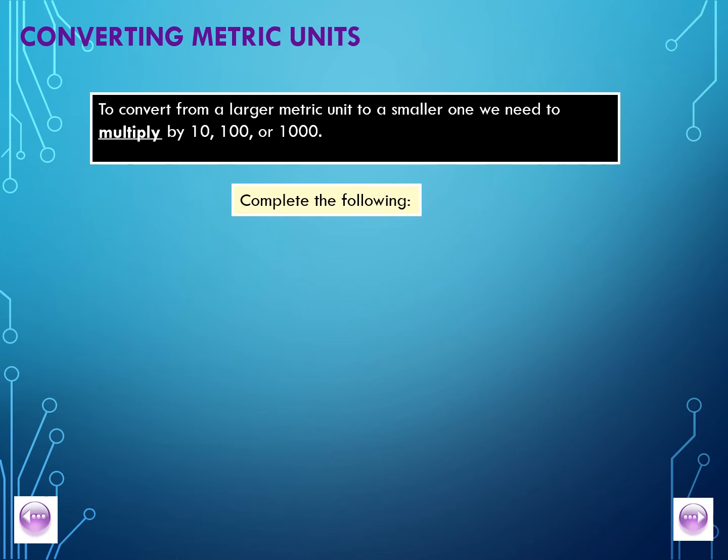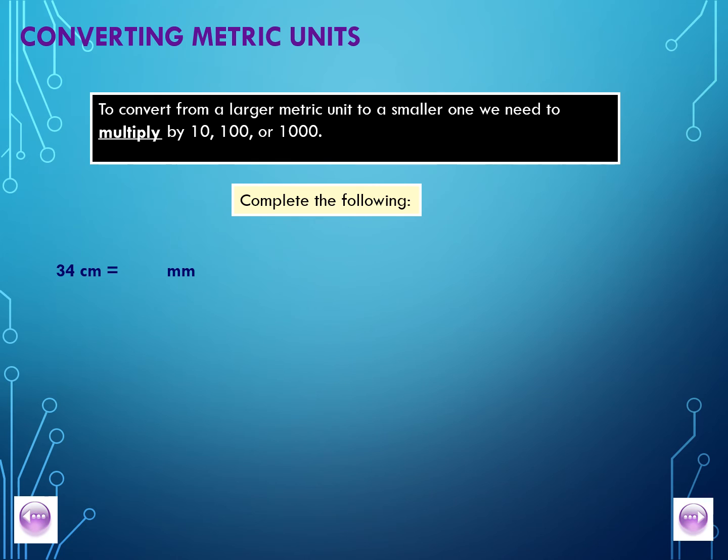First and foremost, we have to remember what I've written at the top, which is that to convert from a larger metric unit to a smaller one, we need to multiply. Something that needs to be stressed because people get confused: from larger to smaller, we need to multiply. So complete the following, please.